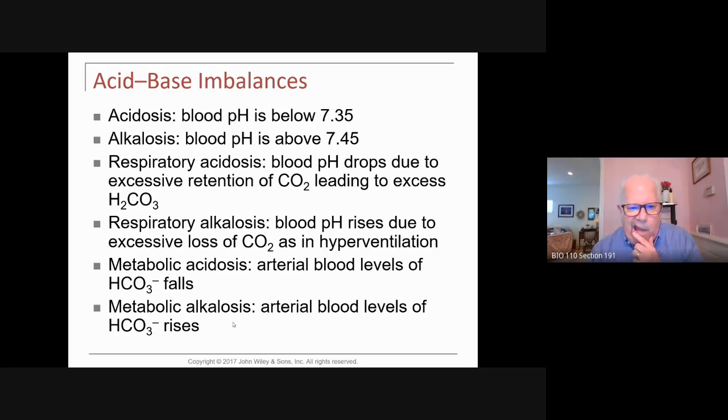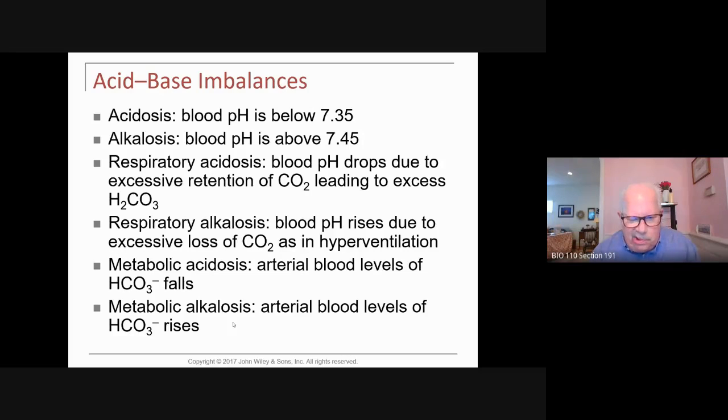Okay? All right. That's respiratory acidosis from breathing too slowly, and respiratory alkalosis from breathing too quickly. One retains CO2, the other loses CO2. All right? Those are easy. The two hardest ones are metabolic acidosis and metabolic alkalosis. Okay?